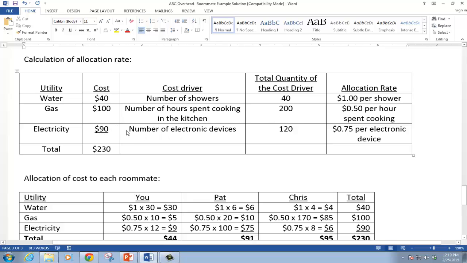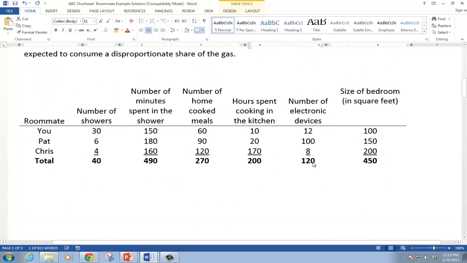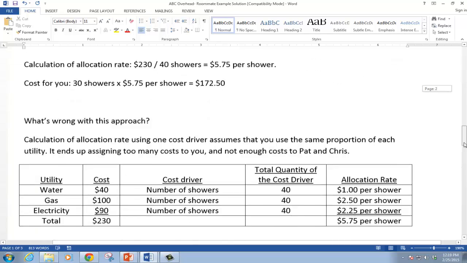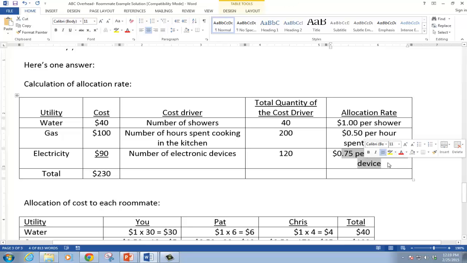And then for the electricity bill, I'm going to allocate that based on the number of electronic devices. So I'll take that 90 divided by 120 electronic devices, which is this number right here, the sum of the electronic devices that all three roommates have. And so that gives me 75 cents per electronic device.